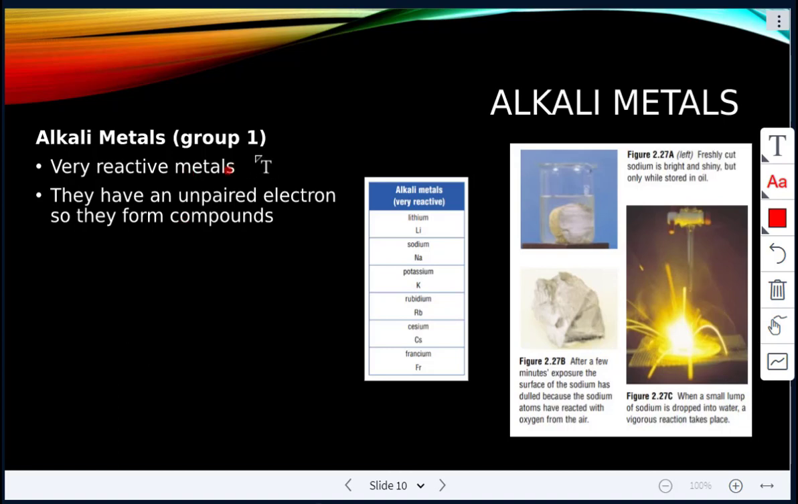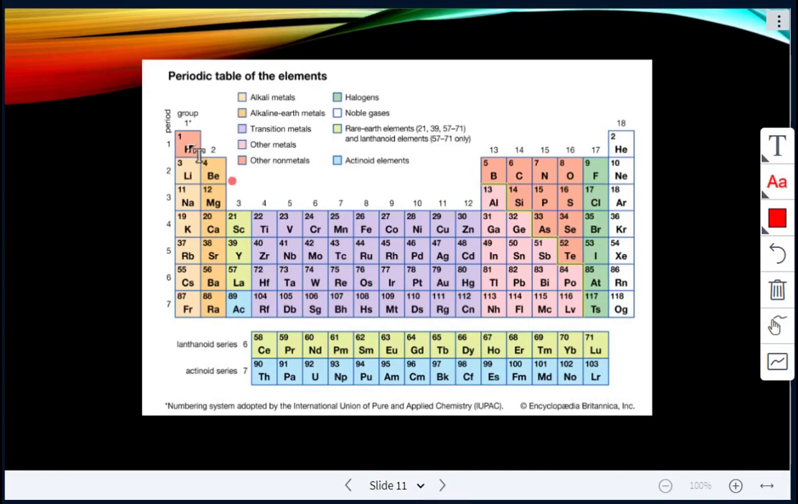So these are the group one chemical family. If we move over to this slide here, you'll notice groups are shown as columns. Here's group 1, group 2, 3, 4, 5, all the way to group 18 here on the end. The first one we're talking about is group 1, which are all of these.